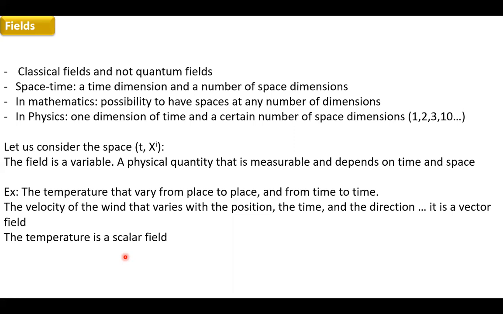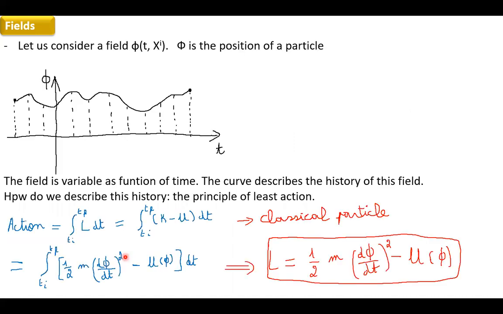So a field is a measurable quantity, a physical quantity that is varying with time, of course, and could be varying with space according to how many space dimensions you have in your space time or in your frame. Okay, let's take an example. So if you consider a field phi, which is the letter F in the Greek alphabet. So we will consider a field phi that varies with time and with space, any number of space dimensions, 1, 2, or 3, or even 10.